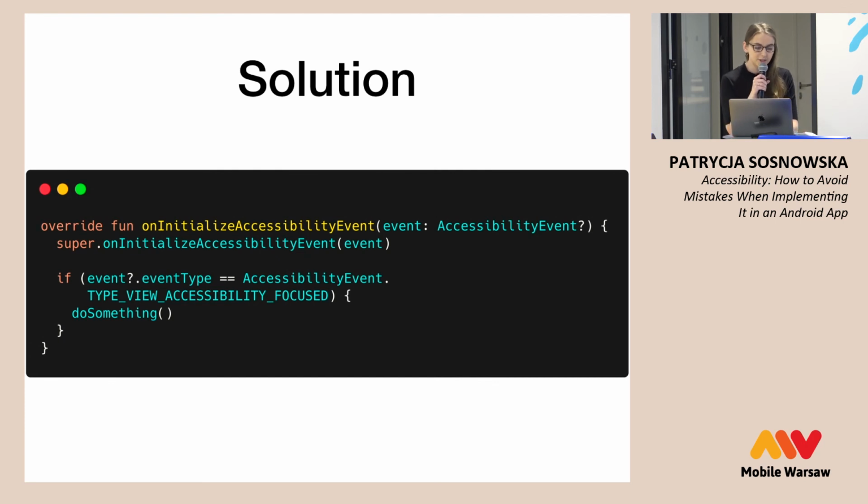And another useful method is onInitializeAccessibilityEvent. We can detect an event that is fired on this view and do something with that. For example, we can update the content description value to announce that the value has changed.